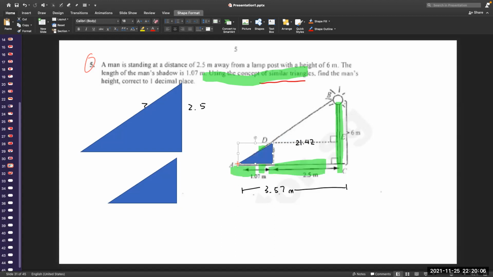So now let's make use of these 3. Or maybe we don't need to use 3 of them. Maybe we just need to use 2 of them. So let's see. Find the man's height. So you need to find his height.